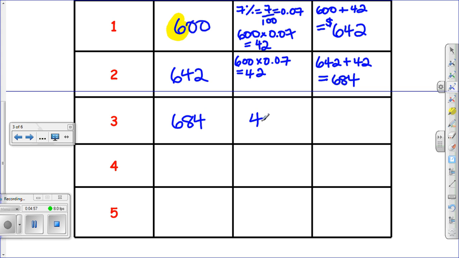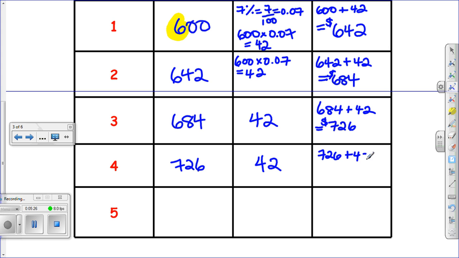I don't need to do the calculation now because it's simple interest, which means it's always going to be 42 because it's based on the 600. And then her new amount is 684 plus 42 for a total of $726. And so now her new principal is 726. Her interest, again, is always going to be 42 based on the original amount, the principal, and then 726 plus 42 for a total of 768.